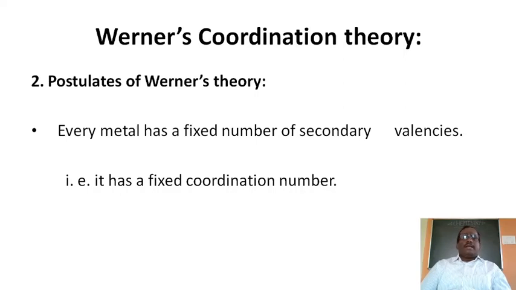Let's consider the second postulate of Werner's theory. Every metal has a fixed number of secondary valencies. The central metal atom exhibits two types of valency, primary and secondary, but one condition is there: every metal has a fixed number of secondary valencies, a fixed coordination number, 4 or 6. For example, copper usually has a fixed coordination number of 4. Iron usually has a coordination number of 6. And cobalt also has a fixed coordination number of 6. This fixed coordination number, fixed secondary valency, is the postulate of Werner's theory.